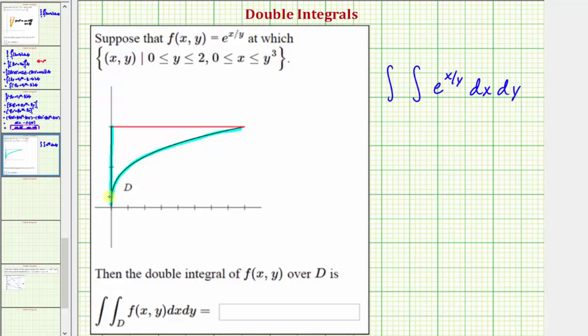We'll notice how this vertical line would be x equals 0, which is the lower limit of integration for x. And then because this curve we know is x equals y cubed, that is going to be the upper limit of integration for x. Integrating with respect to y, we'll first start integrating here at y equals 0 and stop integrating here at y equals 2. So for y, we integrate from 0 to 2. Now that we have our double integral, let's evaluate this on the next slide.